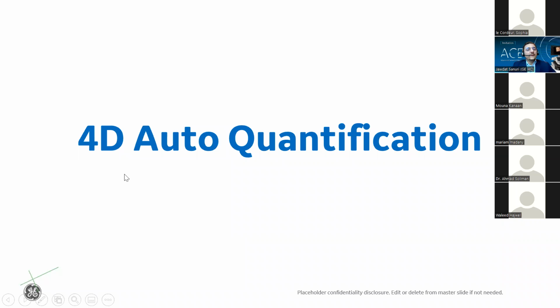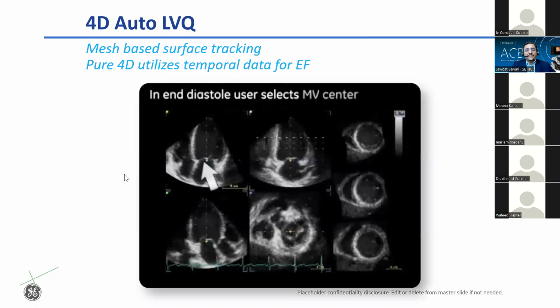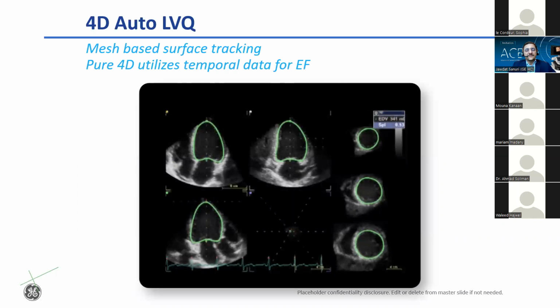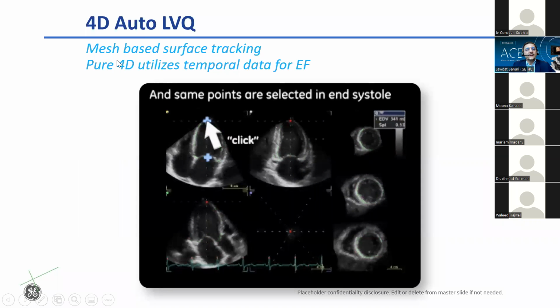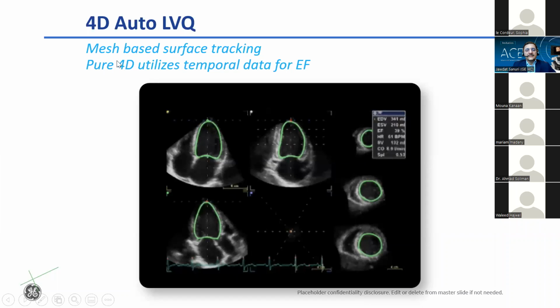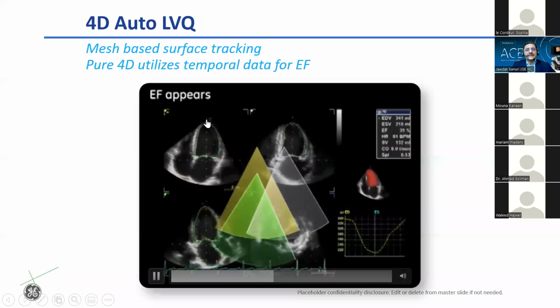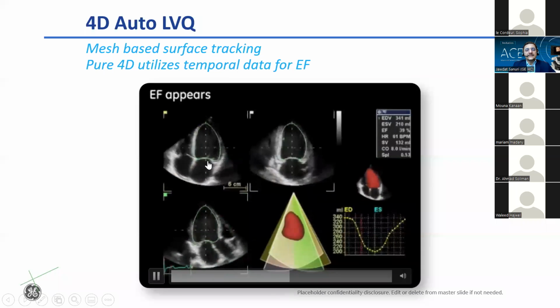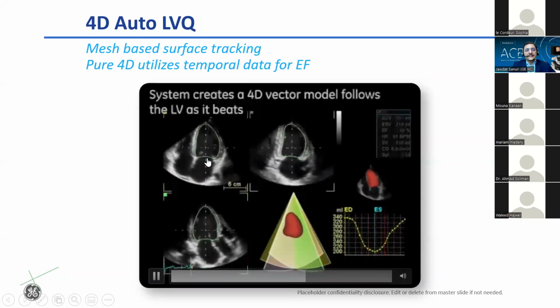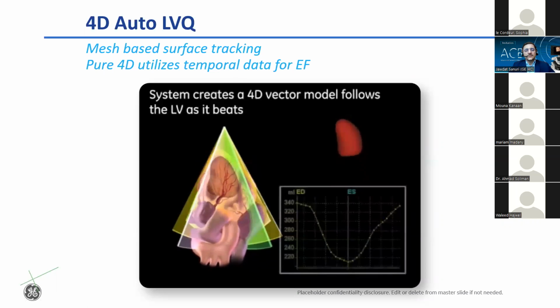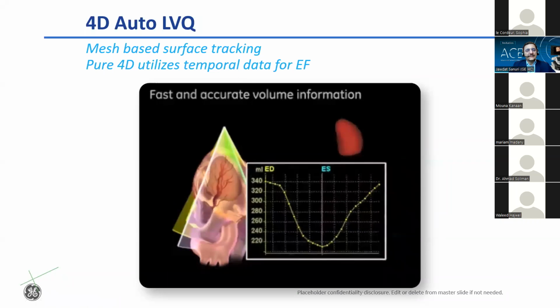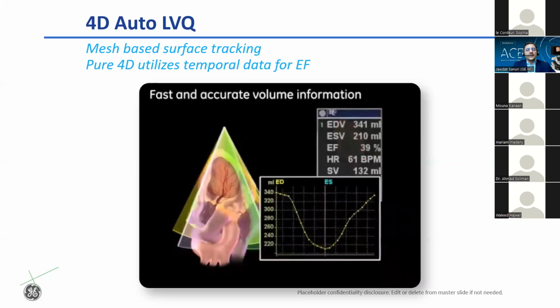Okay, so in terms of quantification, you have lots of quantification tools for chamber quantification as well as valve quantification. We start with the auto left ventricular quantification. It is very simple. You simply select 2 points, one at the apex, one at the annulus or mid-base in diastole. Likewise, in systole, you can even prompt the echo pack to do the entire quantification automatically for you.